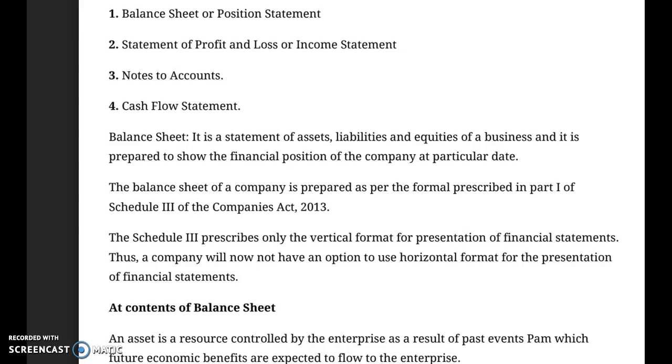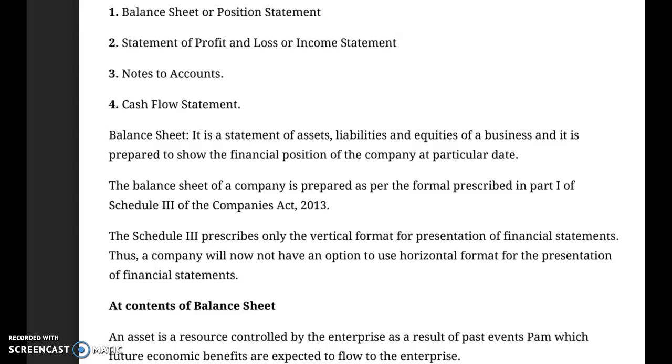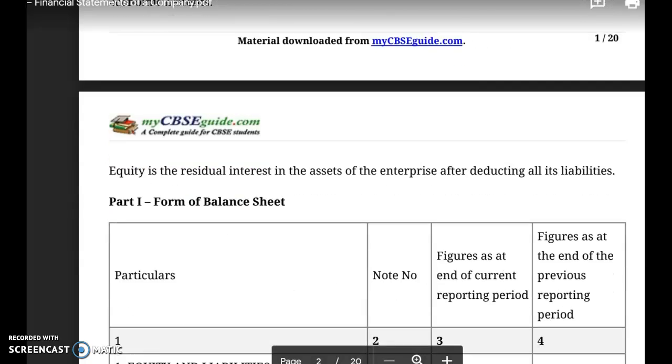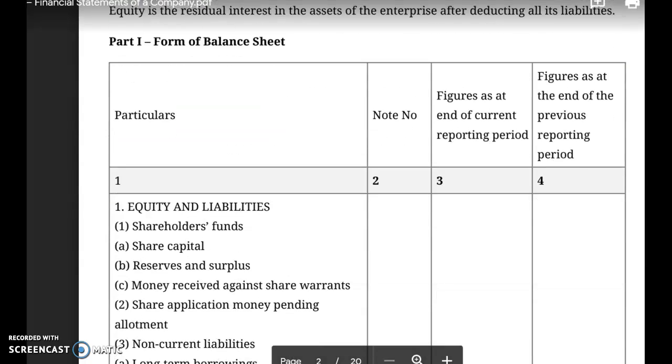Now as per this Act, let's understand what the contents of a balance sheet are and how they are to be shown. You have been given here a format of the balance sheet. You will find figures at the end of the current reporting period and figures at the end of the previous reporting period. Current year figures will be shown in the first amount column, followed by the previous year's amounts. The first column is particulars, that is, the assets and liabilities.